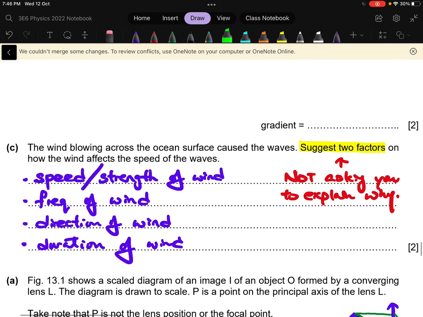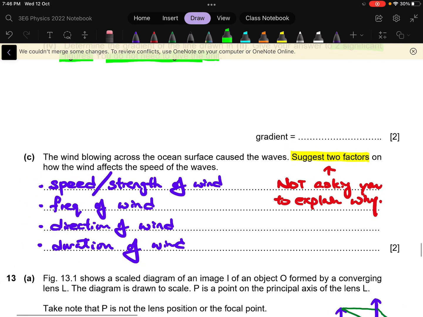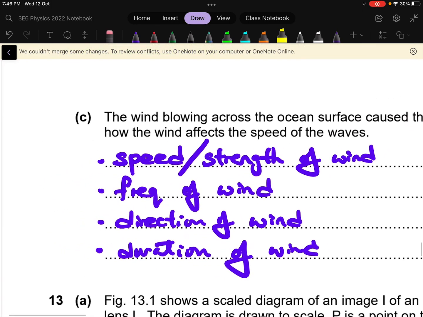For part C, it is a suggest question. A suggest question usually is not hard. In fact, we are simply asking you to give us two factors. We didn't ask you to give us why, but for my class in particular, most of them get 0 because they try to explain how the wave pushes the molecules, affecting the wavefront or wavelength or something like that. Don't need. All you need to tell us is either one or two of these four things.